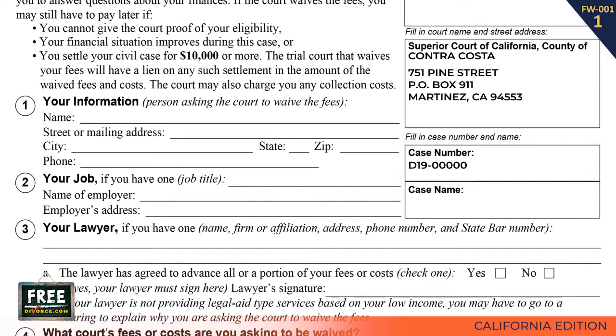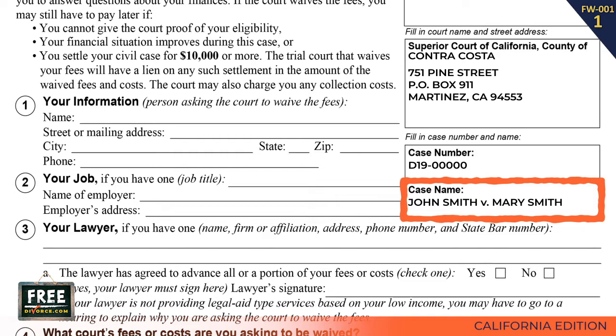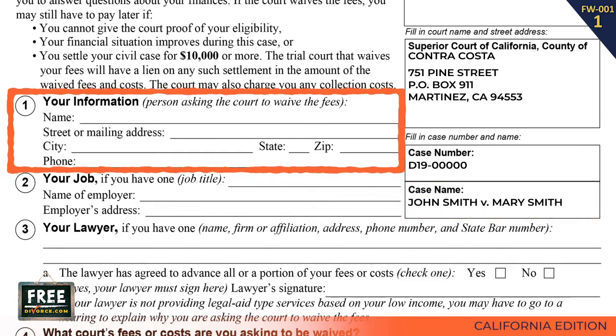In the box that says Case Name, type in the name of your case. For example, if you are filing a divorce petition, the name of the case would be your name versus the name of your spouse, such as John Smith versus Mary Smith. Moving over to section number 1, fill in your name, address, and telephone number.